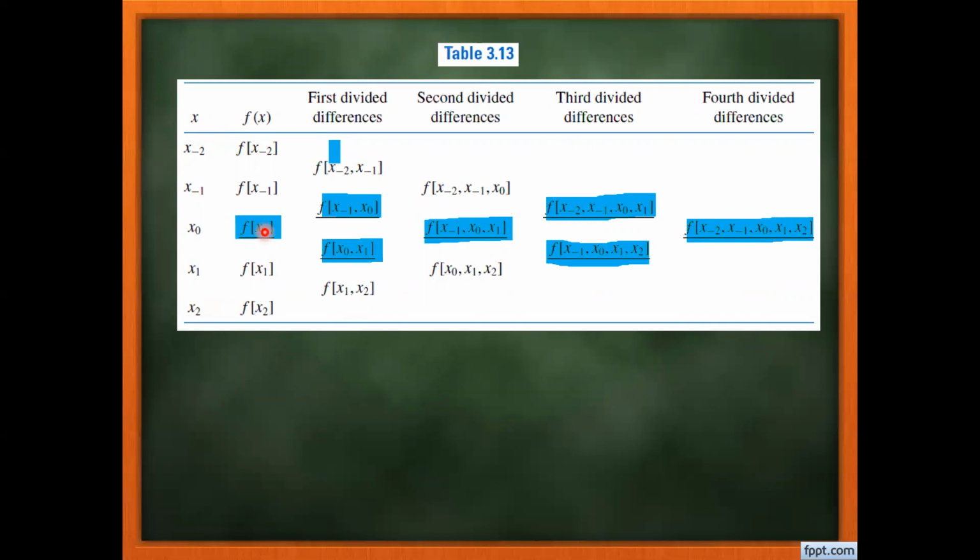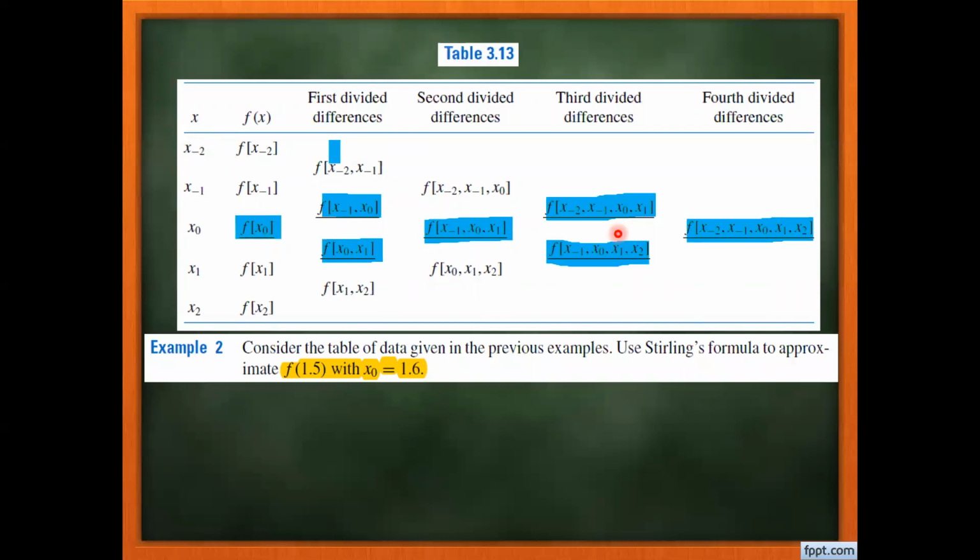Now, the important divided differences that we are going to use are f of x0, then f of x minus 1, x0, and f of x0, x1. So you can find a pattern: first a single value, then two values, then a single value, then two values, and then the last value. Now, if we have an even case, we will see how it works.